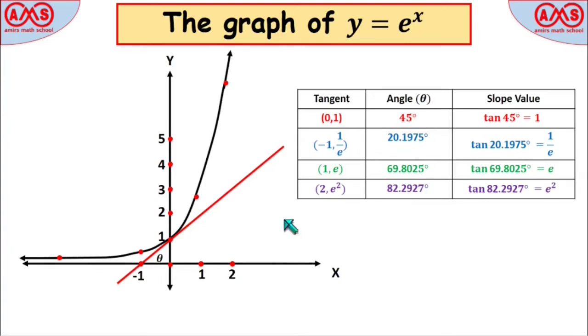And we know then tan theta, that is tan 45 degree, will be the slope of this tangent. So tan 45 degree gives the value 1. Again, if we take the tangent at this point, that is minus 1, 1 by e.